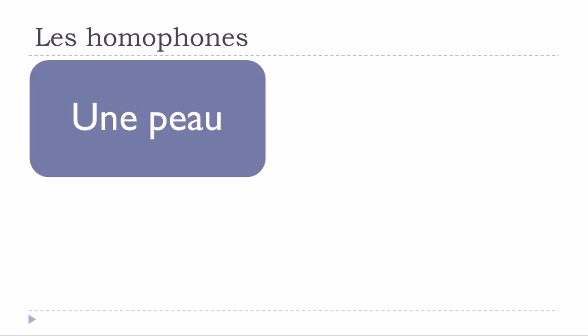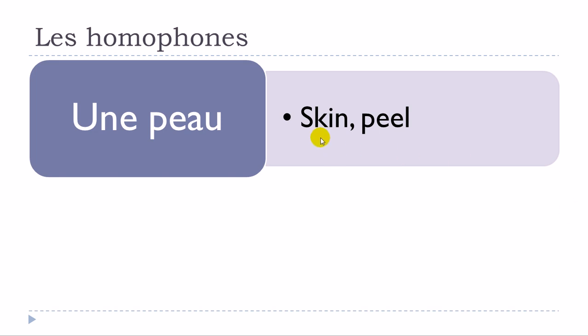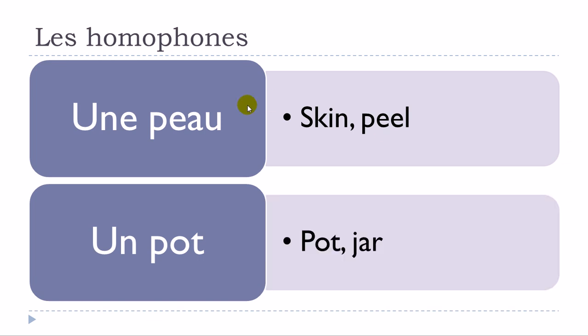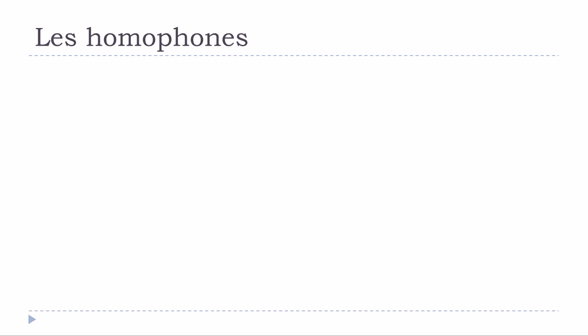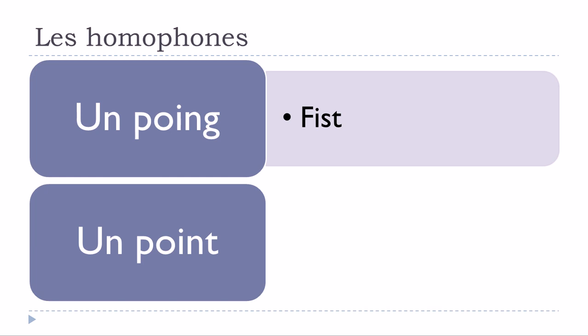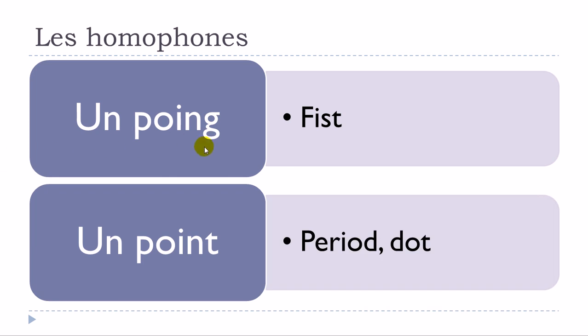Une peau. And here you have the meaning in English. Une peau. Un pot. Okay, so une peau, un pot. Un point. Alright, so you can see that here the only difference is the final letter, okay, but then they are pronounced the same way and both of them are masculine. Un point, un point.